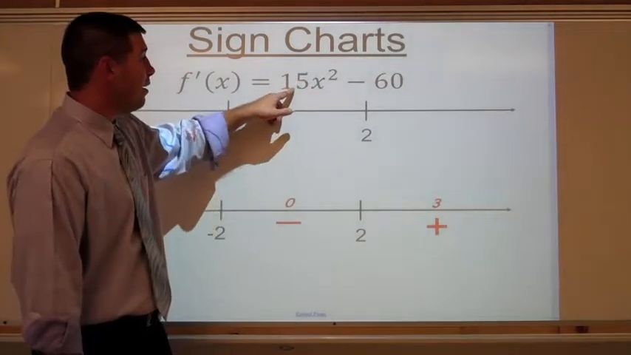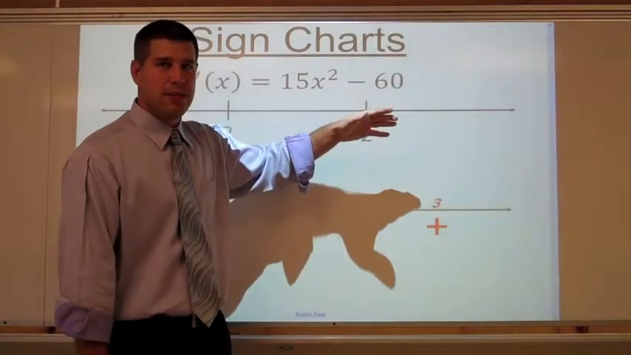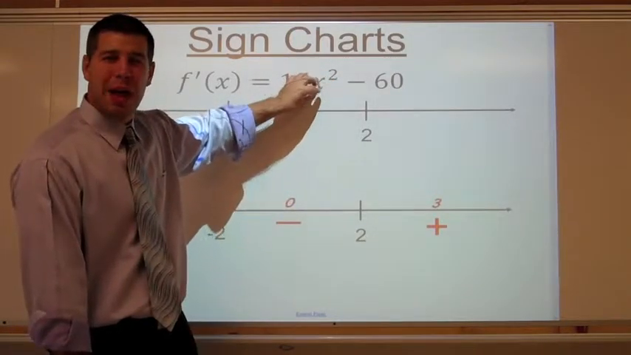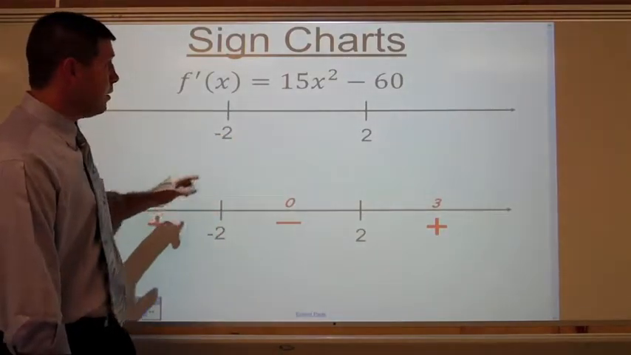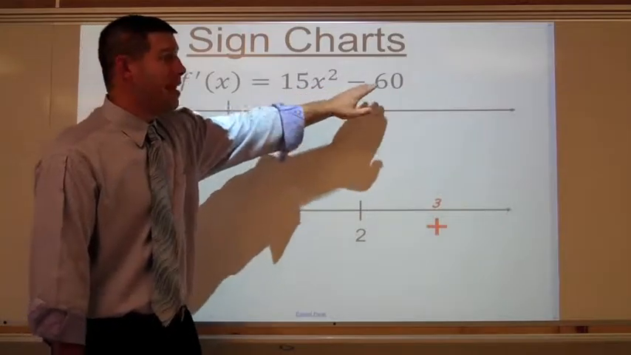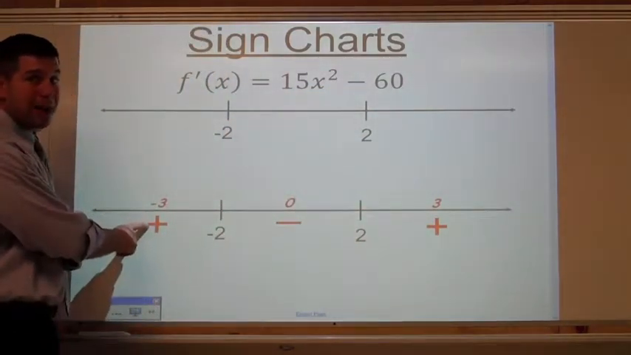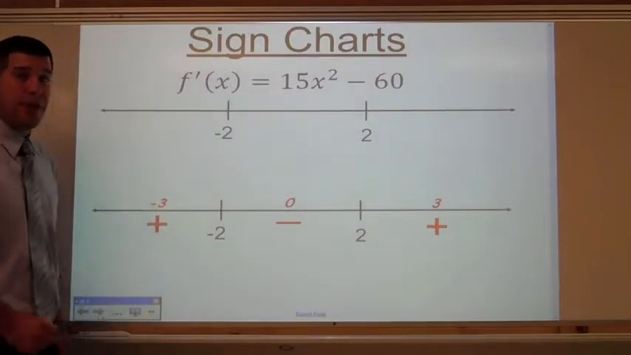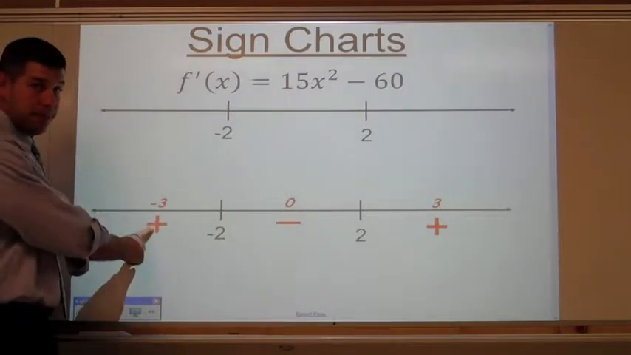-3 squared is 9. 15 times 9 is 135. Minus 60 is 75. So we know this is a positive number. Even if you couldn't do that math in your head without a calculator, you could know that -3 squared is 9. 15 times 9 is over 100. So minus 60, you'll still be left with a positive number. And as you'll see down here, I don't write what the value is. I write the point I tested and whether the derivative is positive or negative. So this derivative is positive here.